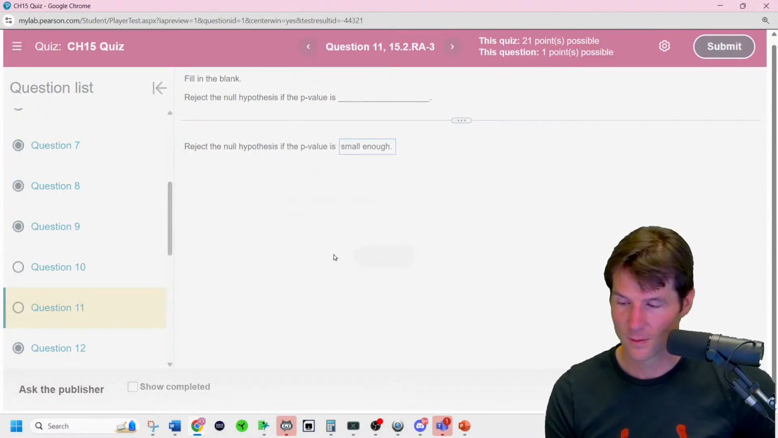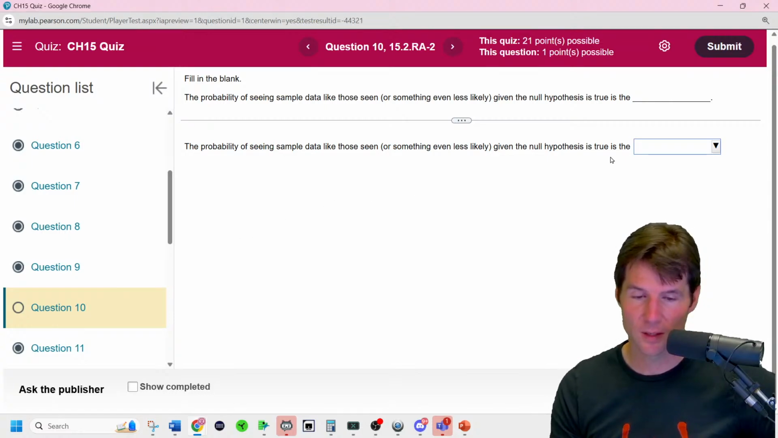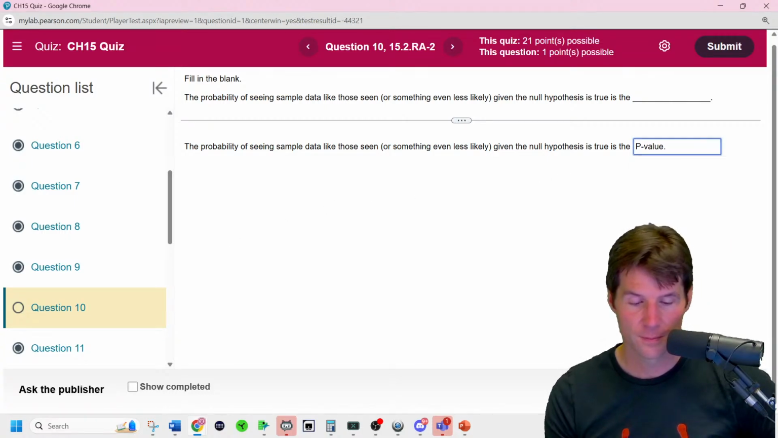That was an easy one. The probability of seeing something or something more extreme, given the null is true, is a p-value.